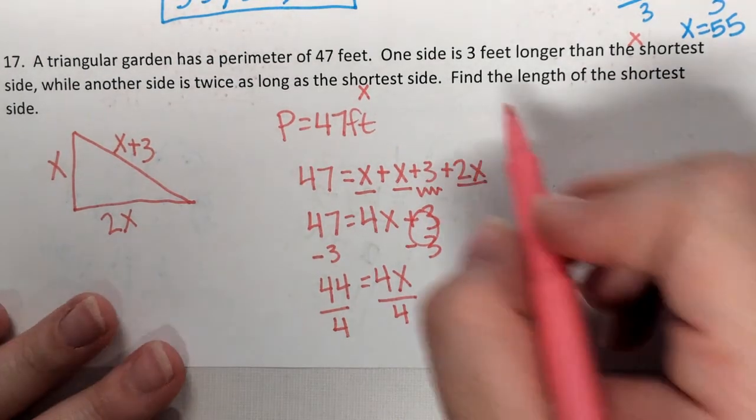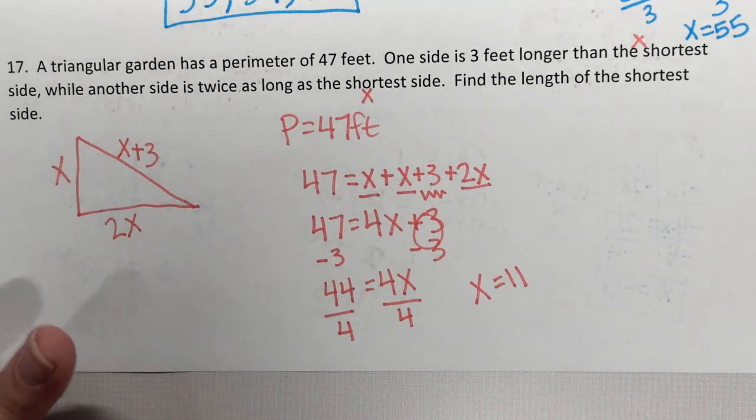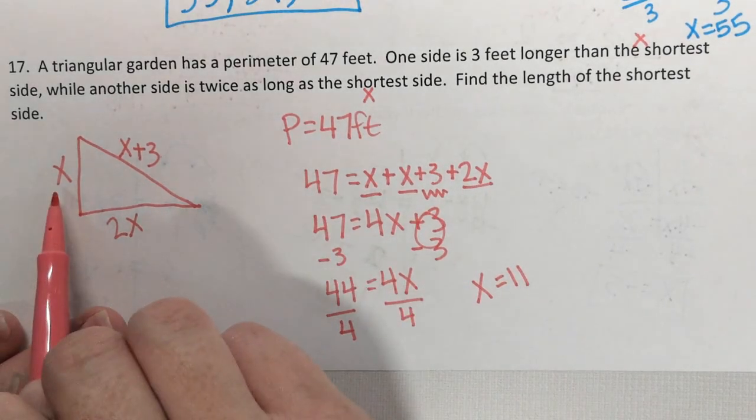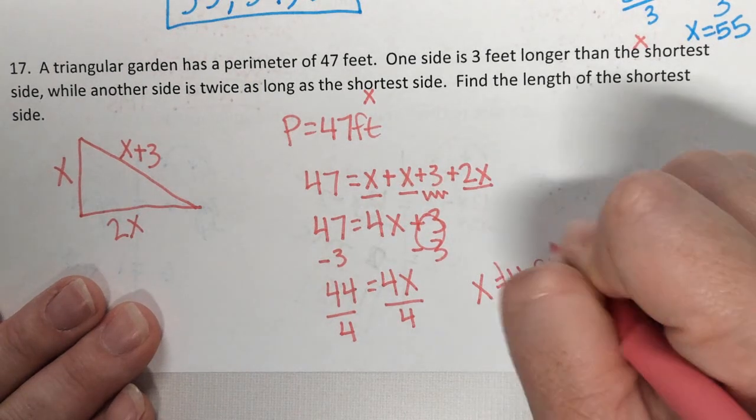Now it says find the length of the shortest side, not the longest side, not the middle side, not anything else, the shortest side. Well, we used x to represent the shortest side, so 11 feet is my answer.